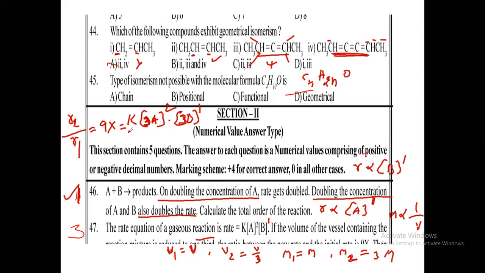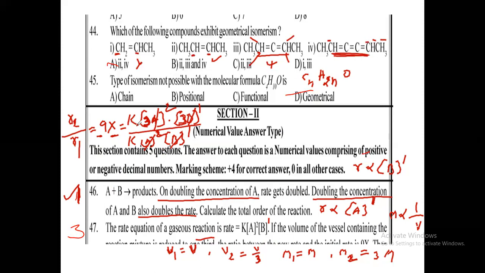Now this is R2. R2 by R1. K remains constant always; in R1 and R2 cases, K will be the same. In R1 we have A square and B to the power of 1. A square gets cancelled, B power 1 gets cancelled. So here we have 3 power 1 into 3 square. 3 square is 9, so 9 into 3. What is the x value? 3.